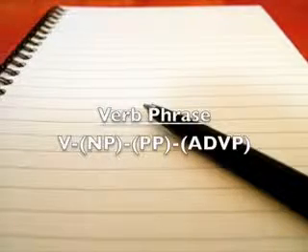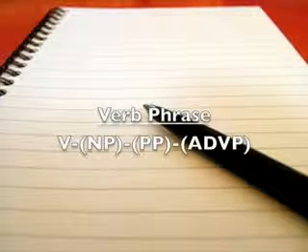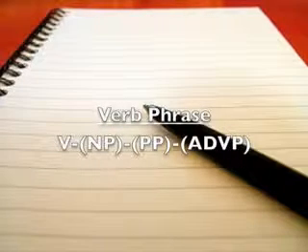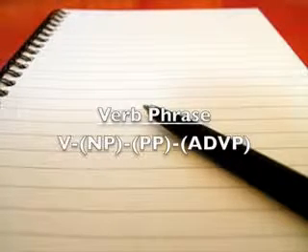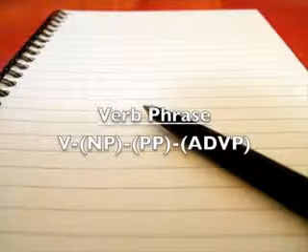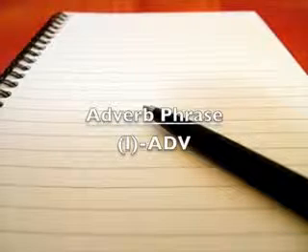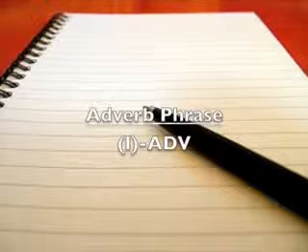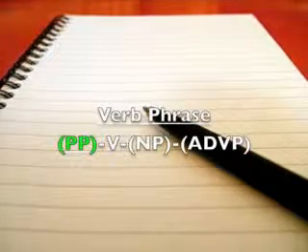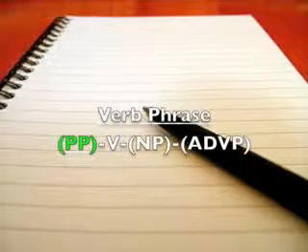A verb phrase consists of a required verb and one or more optional noun phrases, prepositional phrases, and adverb phrases. The adverb phrase, similar to the adjective phrase, consists of an optional intensifier and a required adverb. Unlike in the noun phrase, a verb phrase's prepositional phrase can be moved around on the surface level.